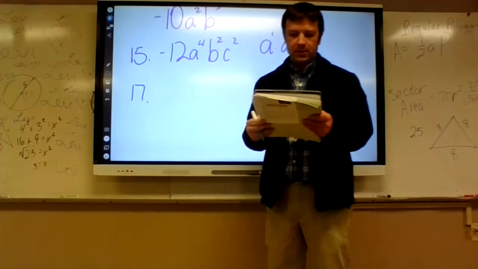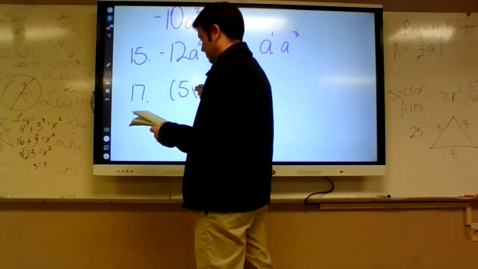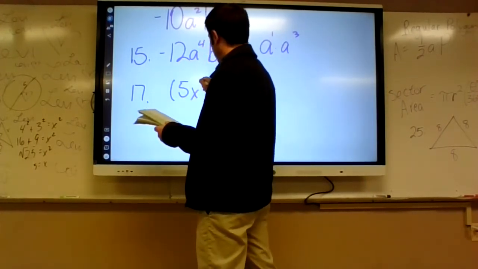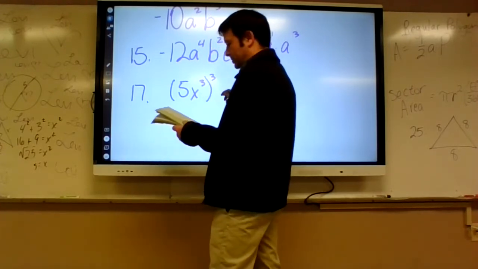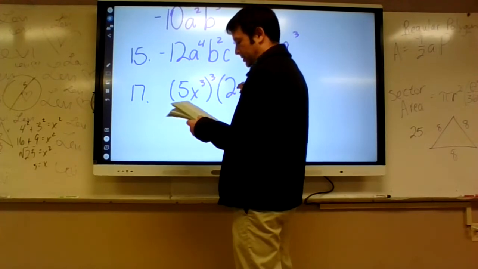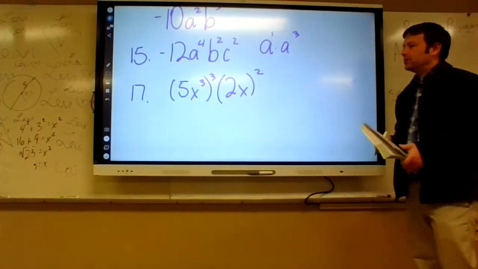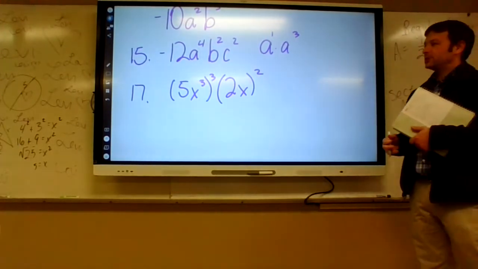Number 17. Okay, what's different about 17? There's a 3 in between them. Right, that first parentheses has an exponent on it, so we need to do that. Well, actually, the second parentheses has an exponent too, doesn't it? So we need to do those exponents first.